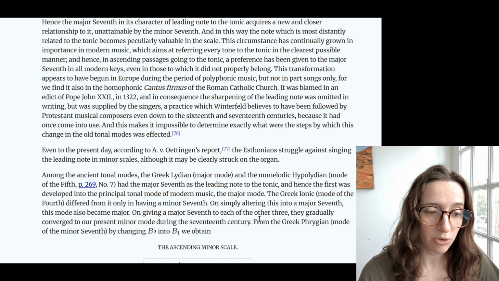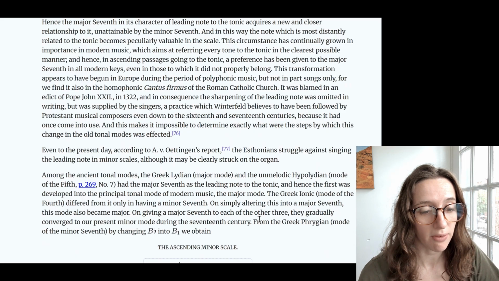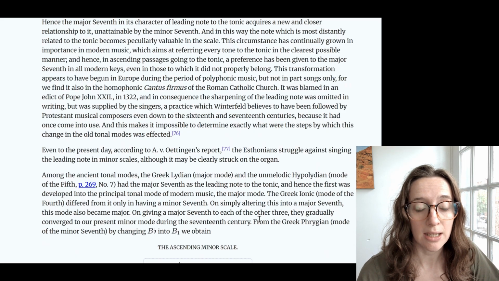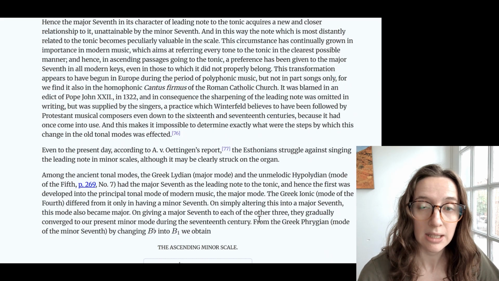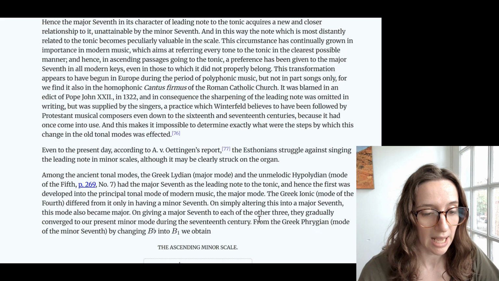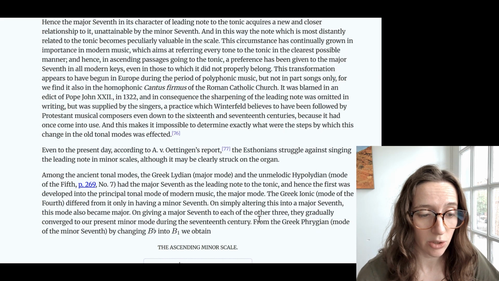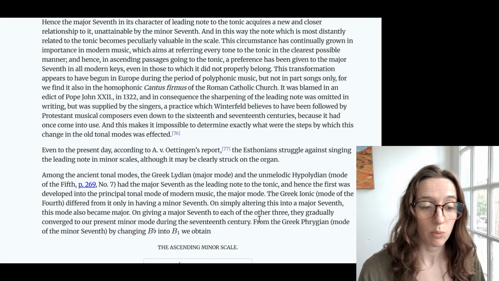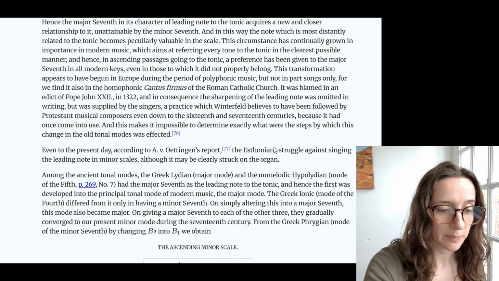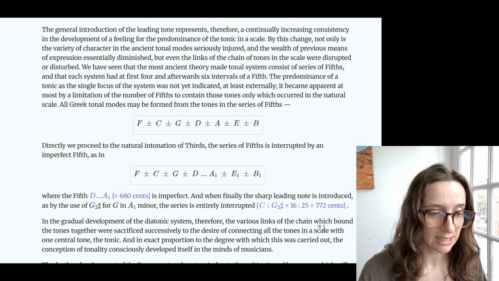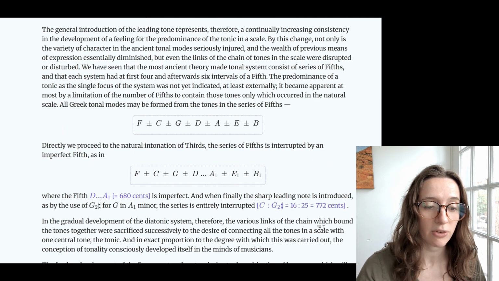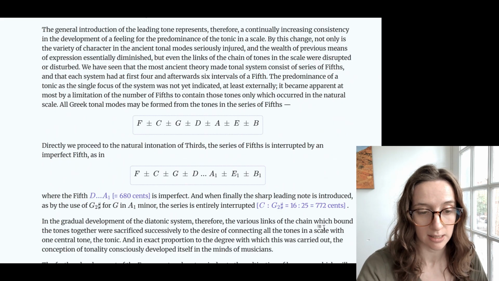This transformation appears to have begun in Europe during the period of polyphonic music, but not in part songs only, for we find it also in the homophonic cantus firmus of the Roman Catholic Church. The sharpening of the leading tone was omitted in writing, but was supplied by the singers. The general introduction of the leading tone represents, therefore, a continually increasing consistency in the development of a feeling for the predominance of the tonic in a scale.